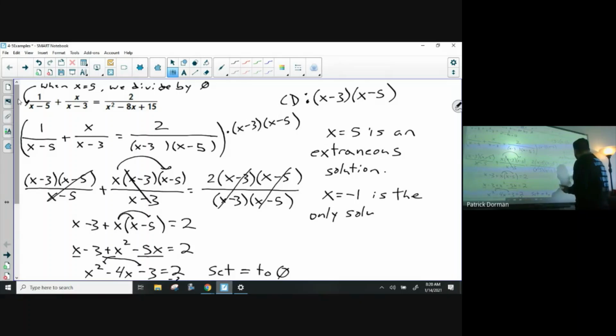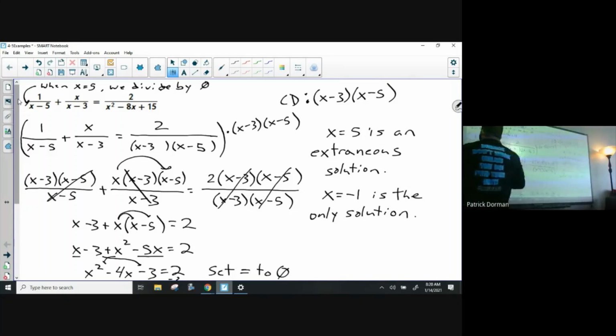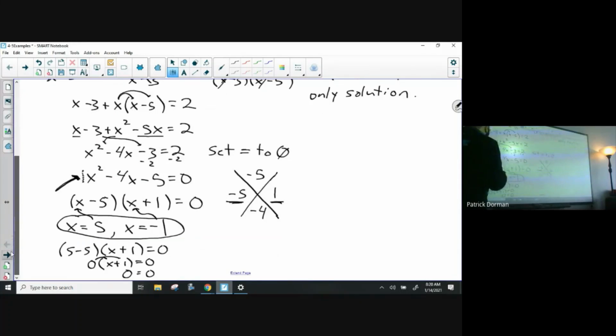And sometimes you'll be asked a question. I've seen it on the park exam where they had the students solve one of these and didn't ask for the actual solutions, asked for only the extraneous solution. Kind of an interesting way to formulate that problem. So that means that our only solution is x equals -1.